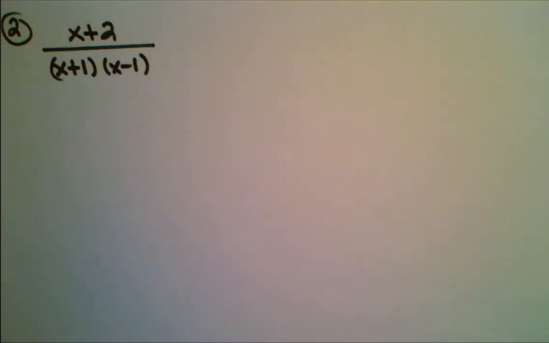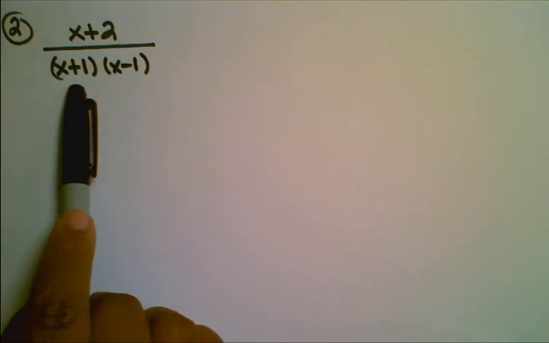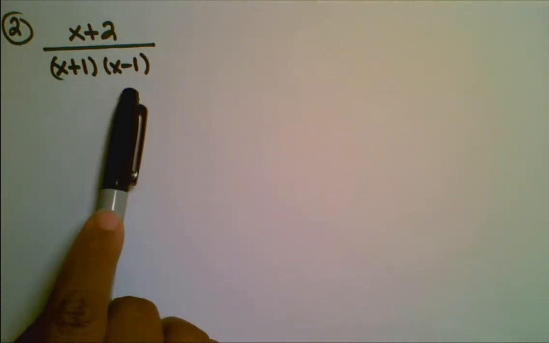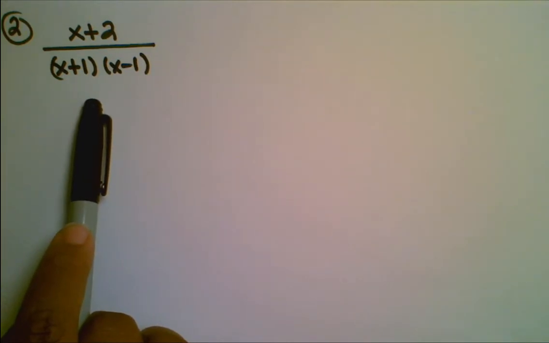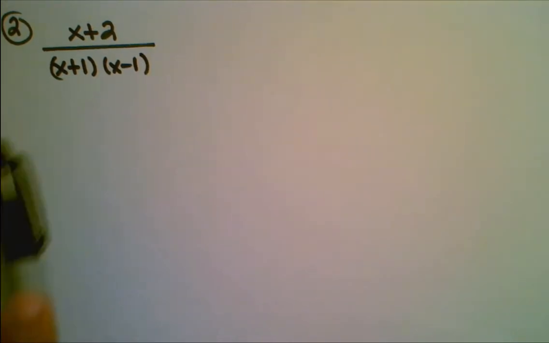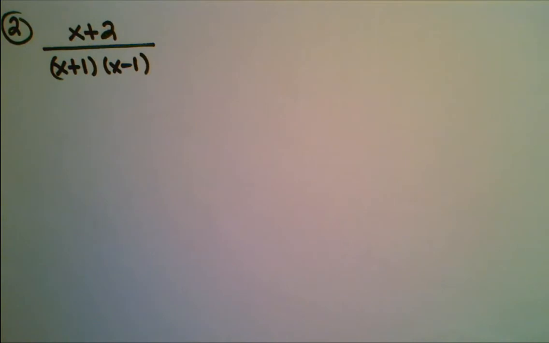We have here (x + 2) over (x + 1)(x - 1). So we're going to find the partial fraction decomposition for this question. Again, we want to make sure our denominator is factored, which it is, and then we're going to write one partial fraction for each of our factors. So we have two factors here.